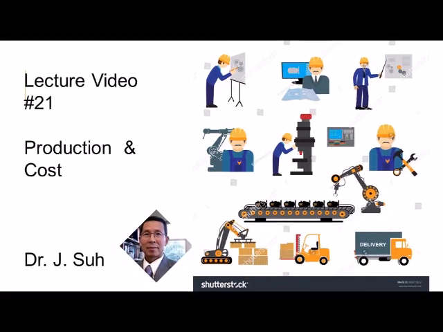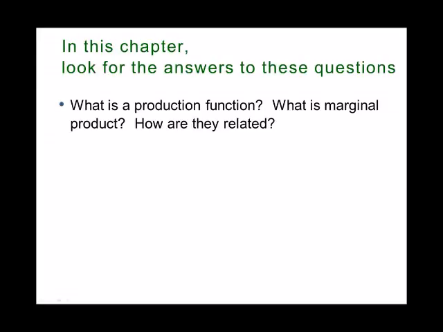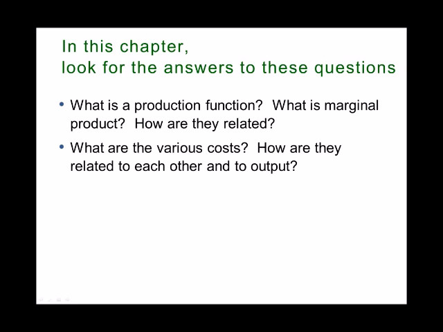So we're going to study what a production function is and what a marginal product is and how they are related. We're going to look at the various costs associated with running a firm and how they are related to each other and to output. And no matter how big or small the firm is, they all have very similar cost structure. So we're going to see how that cost affects output.